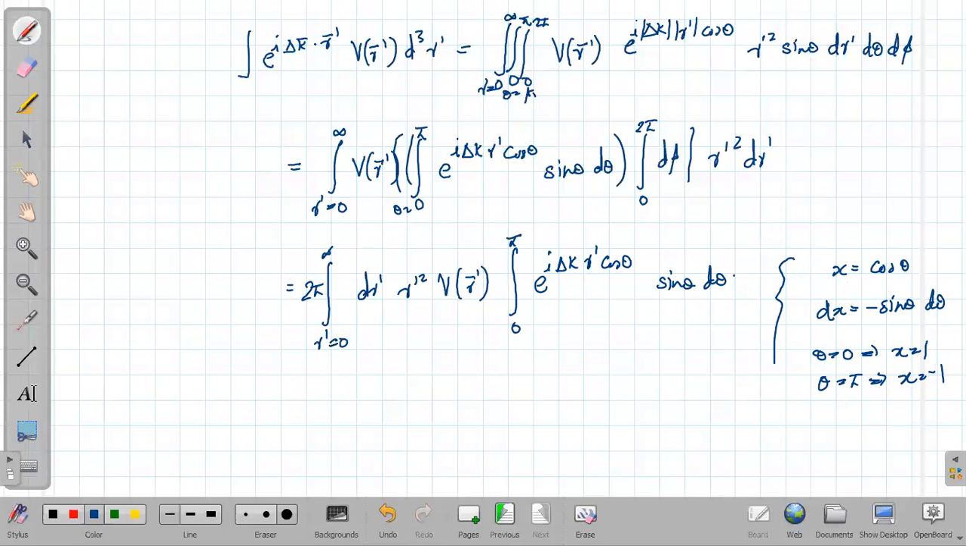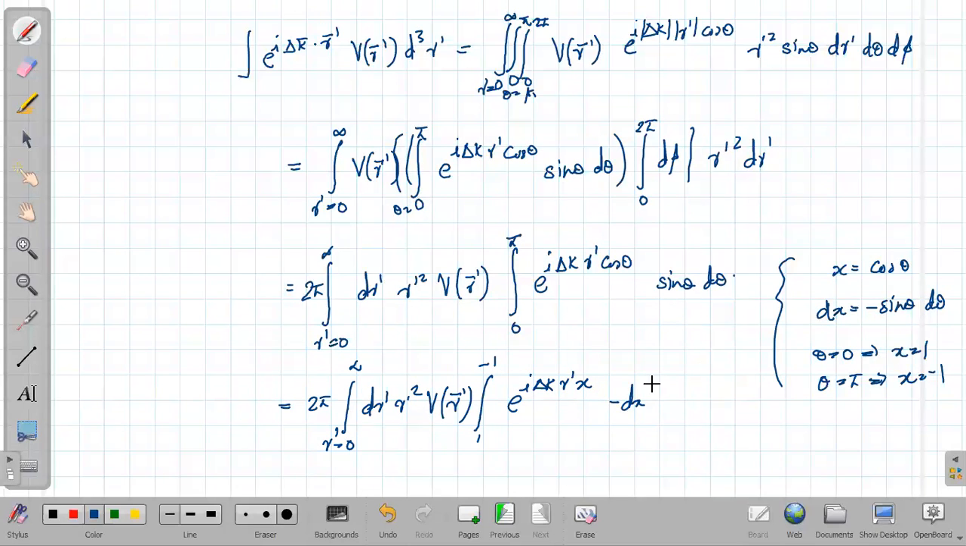Okay, so if you change this variable, then this integration would be 2 pi integral r prime from 0 to infinity dr prime r prime square v of r prime integral from 1 to minus 1 e raised to I delta k r prime x, and sin theta d theta would become minus dx. Okay, now what would be this integration?